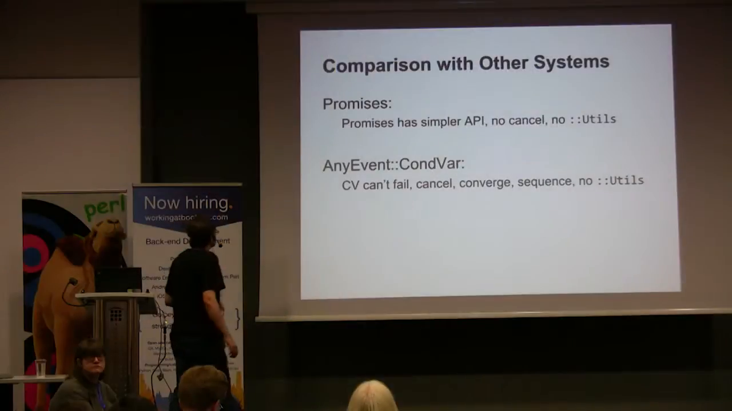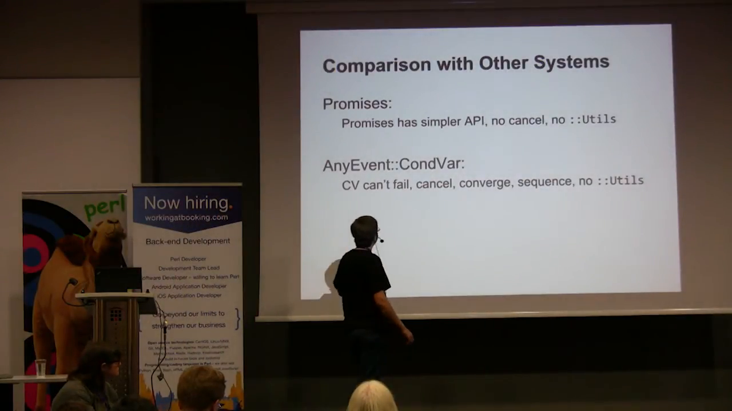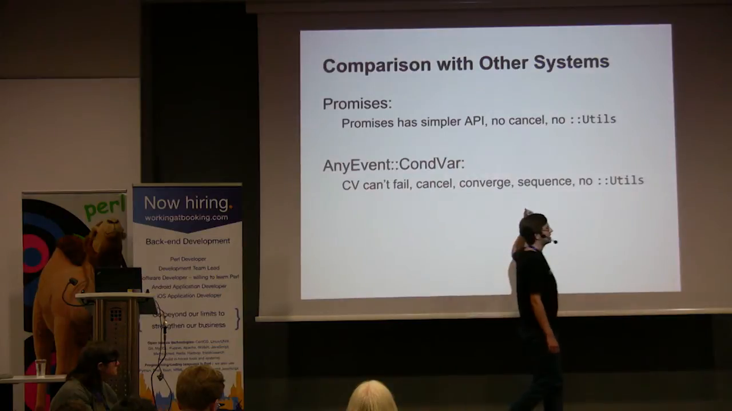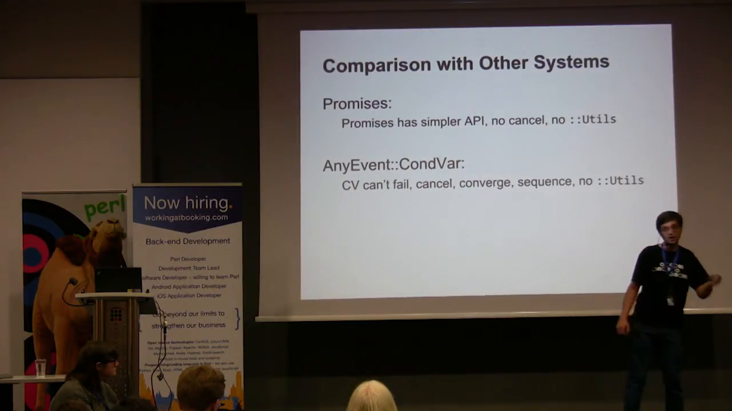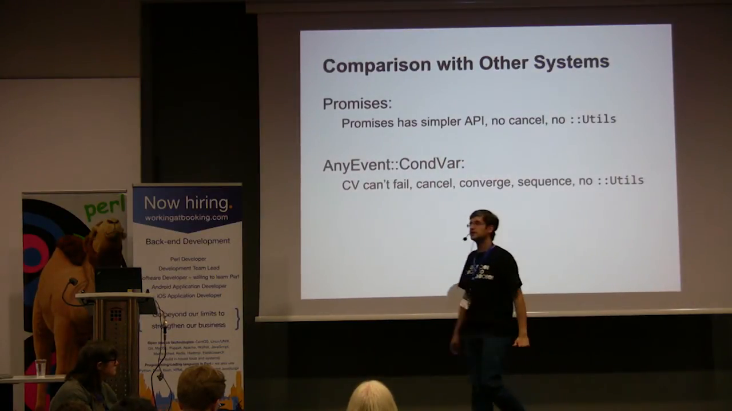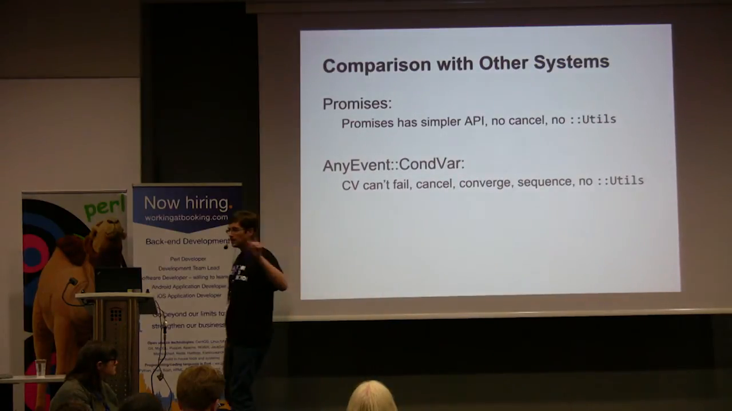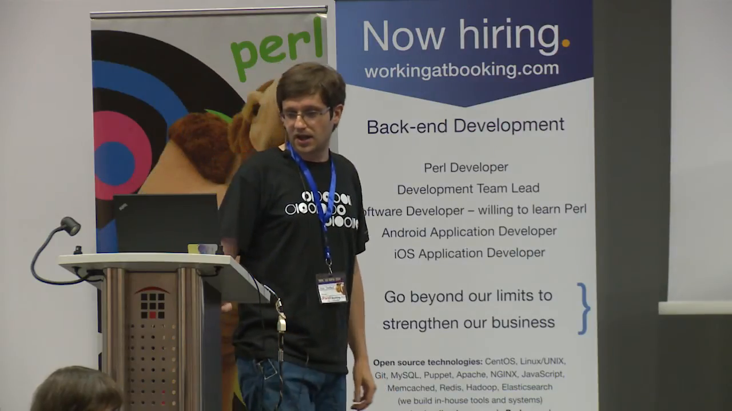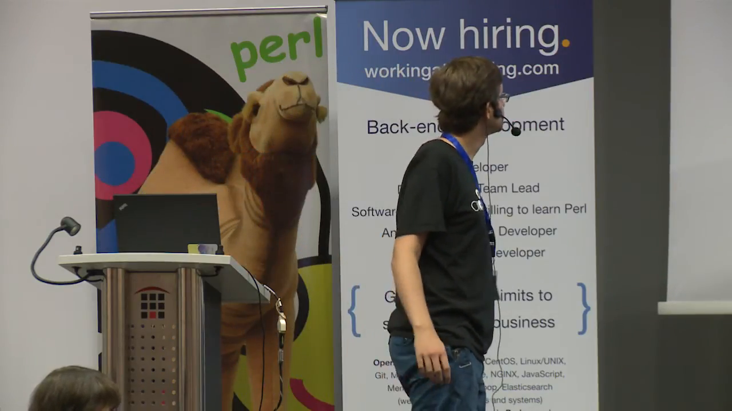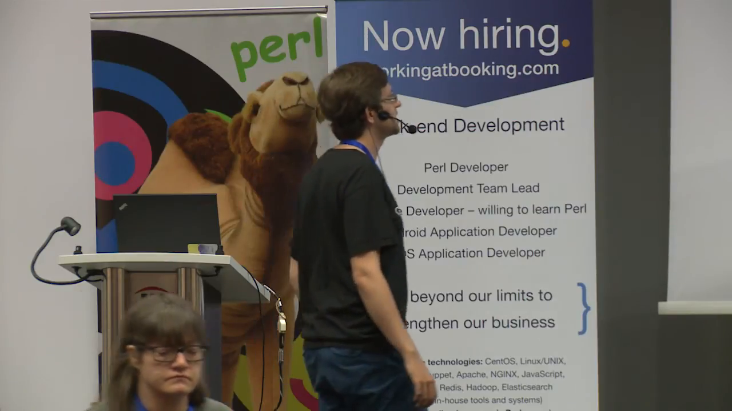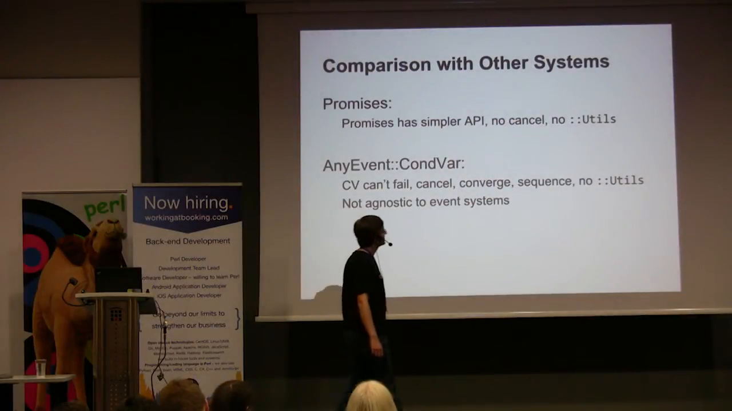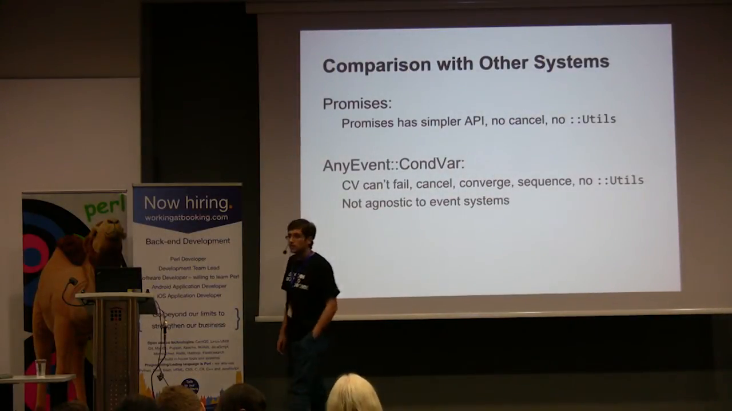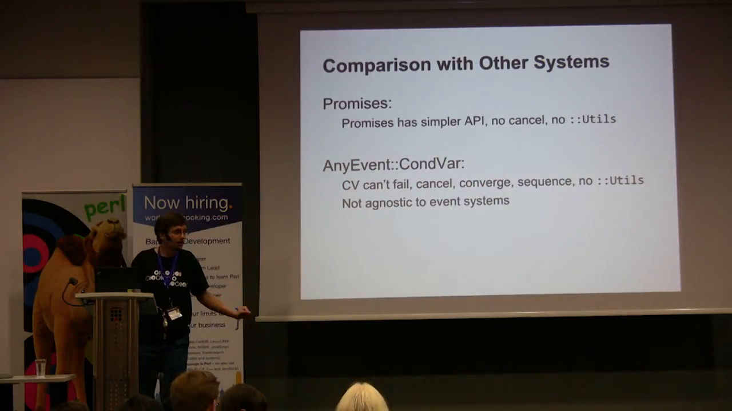Another thing that you might notice these are very similar to is the condvars in AnyEvent. They're really not. CVs can't fail, they can't be cancelled, they can't converge, they don't have sequencing, they don't have utilities. The only thing you can do with a condvar is wait for it to succeed and get the result of it when it has. So futures are a lot more powerful than condvars. And also condvars are not agnostic to event systems. They only work with AnyEvent. Whereas, as I've explained already, futures work with anything. Or no event system at all.